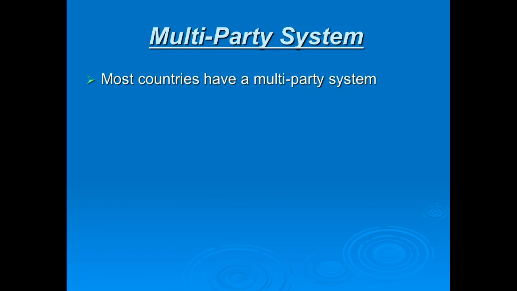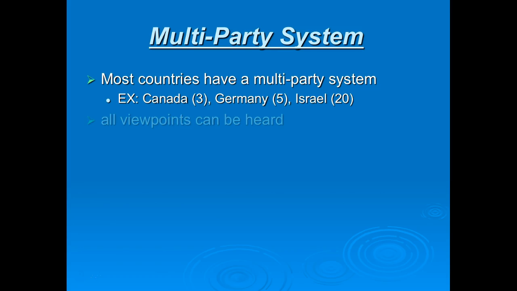Now, in a multi-party system like what they have in many countries in Europe, it's different. They don't have third parties, as I said. They have many parties in their system. This gives you an example. Canada has 3 parties, Germany has 5, Israel has 20 parties. And so what that means is that no one party tends to get a majority. And so in order to run the country, they form coalitions.